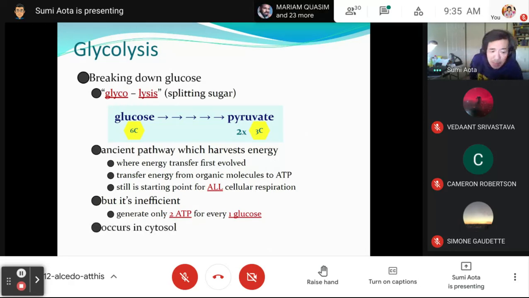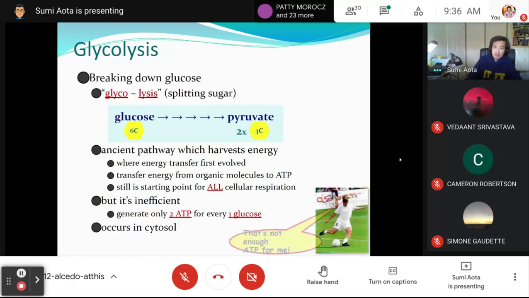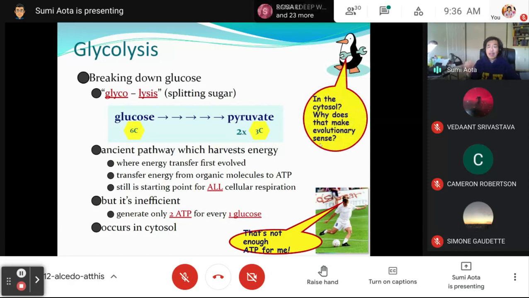Okay, the process also only occurs in the cytosol. So obviously, for something like us, that's not enough energy to keep us going. Okay, but we still use it as a starting point. Okay, why does the fact that glycolysis only occurs in the cytosol make evolutionary sense?